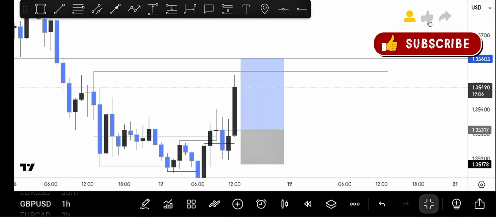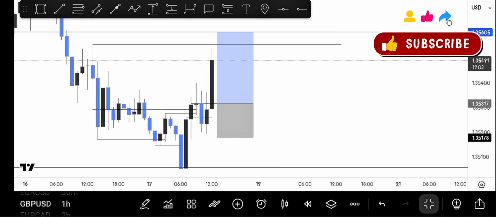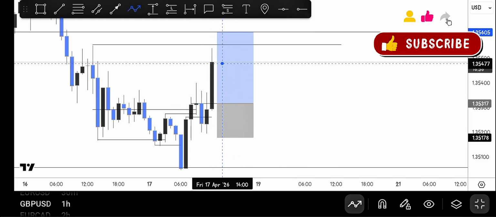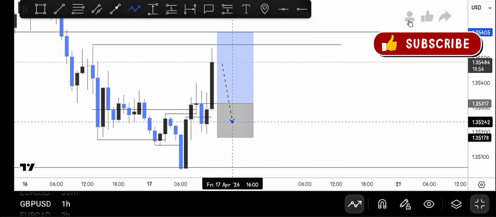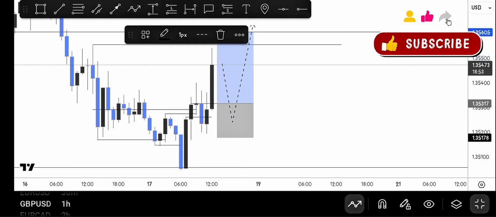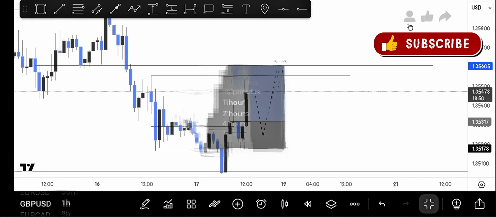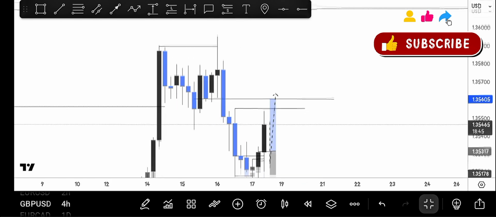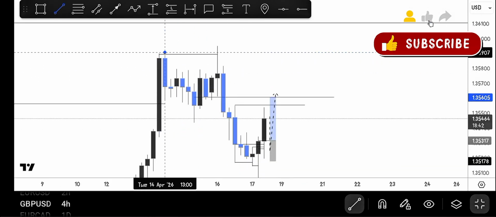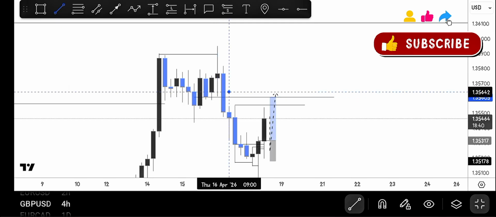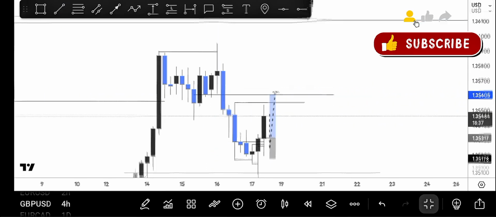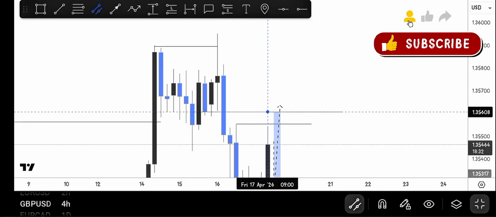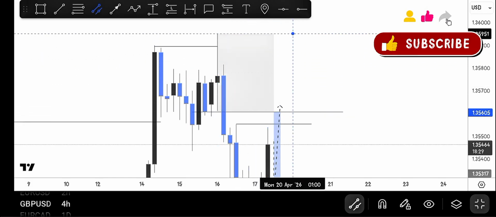So what I'm expecting is price to retrace down to this resistance zone, which is resistance becoming support, before continuing the move. And where is my target actually? If you look at the 4-hour time frame, you see that price took liquidity from this top right here, and this candle is our order block right here.